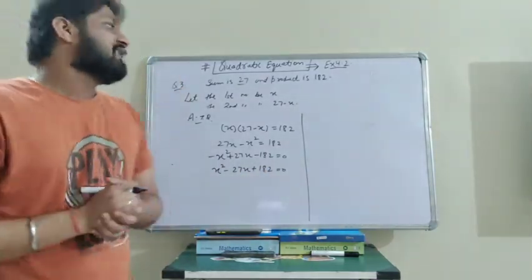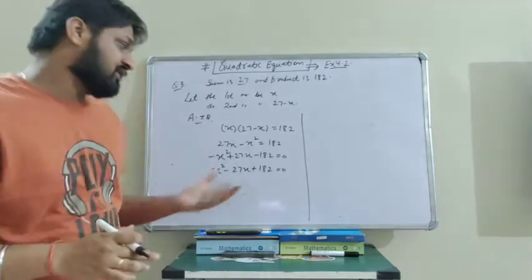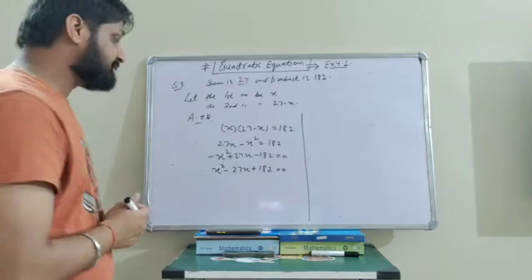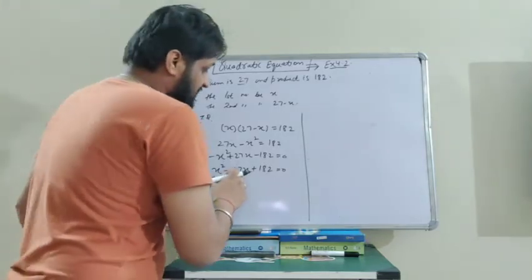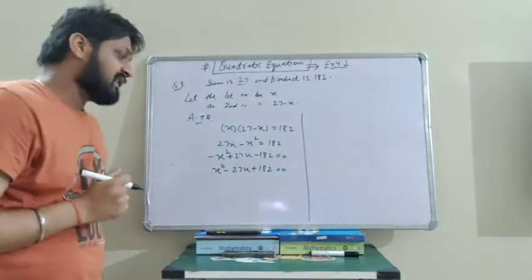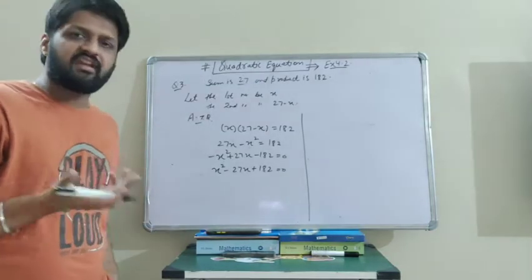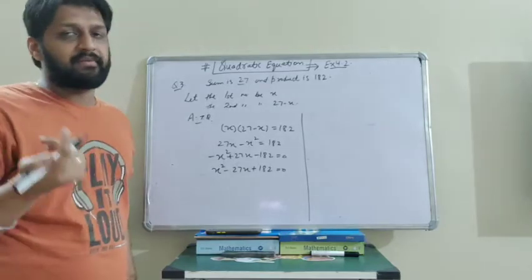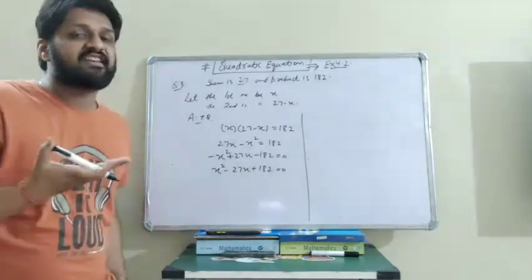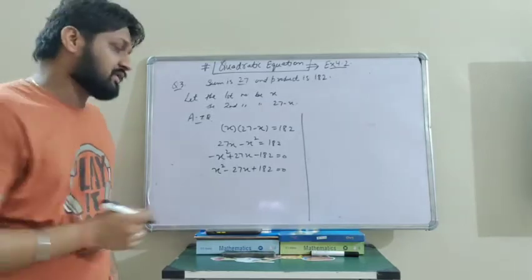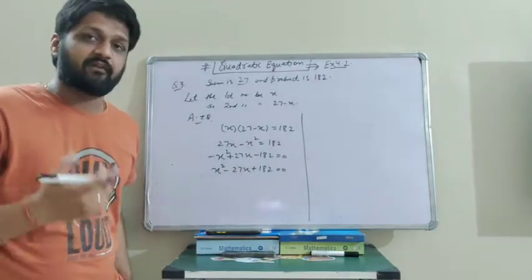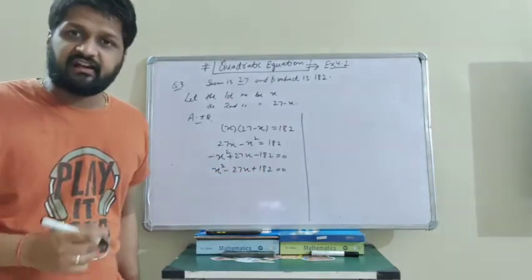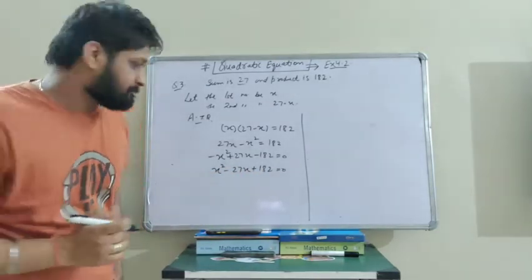Now what do we have to find? We have to find the two numbers. For this we have to solve this, and how will we solve this? First of all, we will find the factors. Now x square minus 27x plus 182. We can solve it by any of the methods: splitting the middle term, the quadratic formula, or completing the square method. But the question can easily be solved by splitting the middle term. So here the middle term is minus 27x, and we have to split it in such a way as to get the product of x square and 182, that is 182x square.